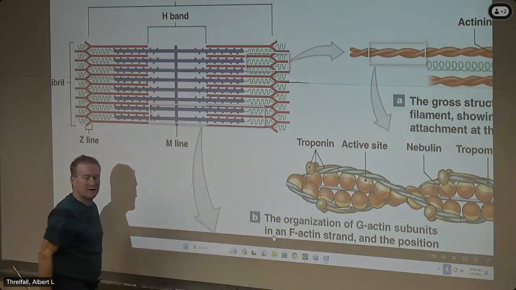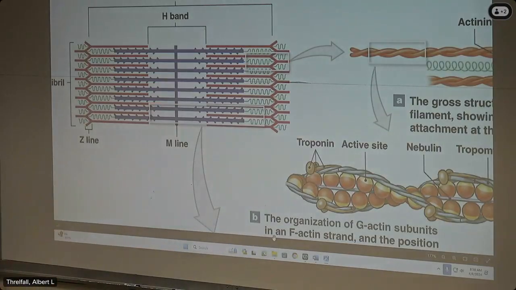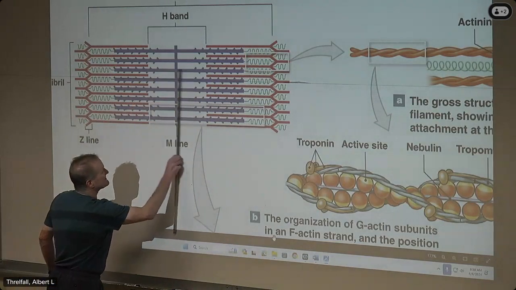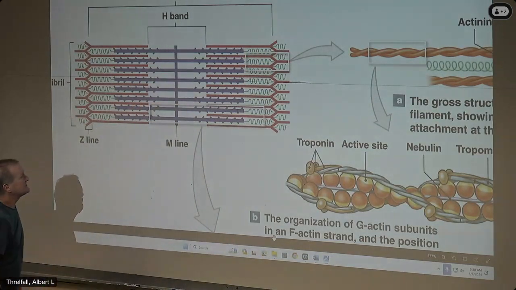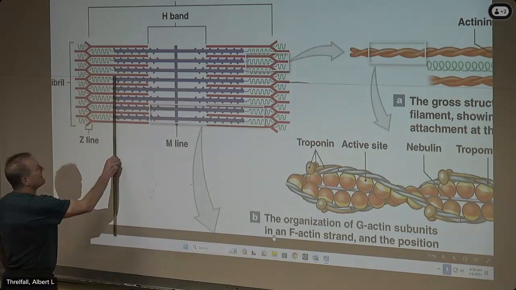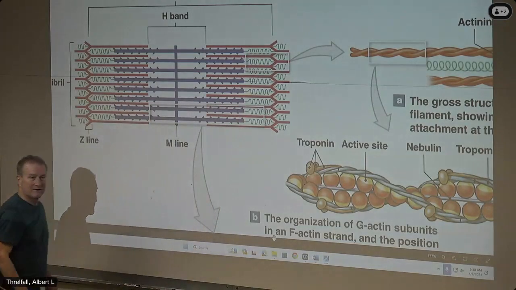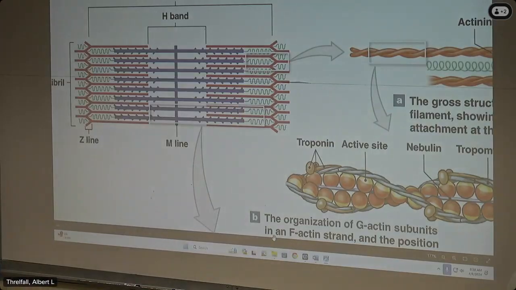What band or zone is that? A. And within A, we have the area that's just myosin. What's that? H. And within the A band, we have the two areas where actin and myosin overlap. What are they called? AOO, areas of overlap.